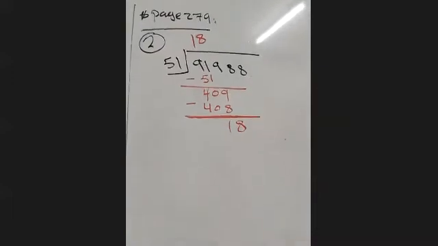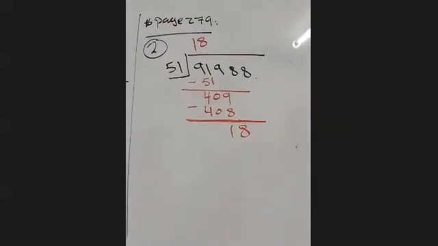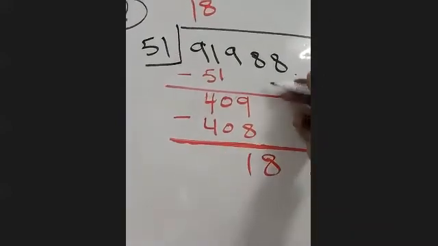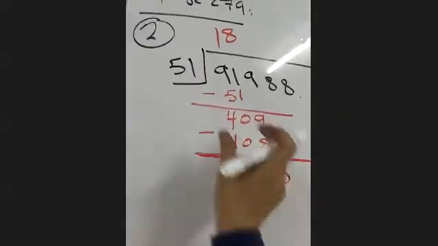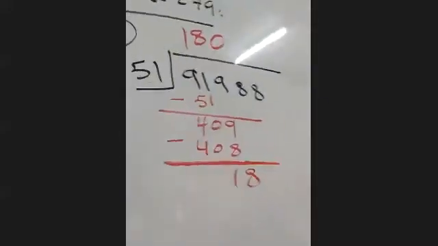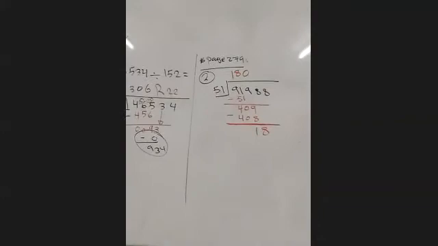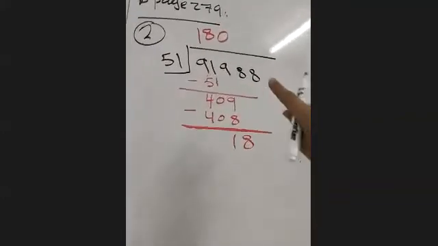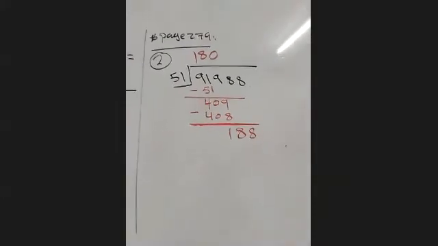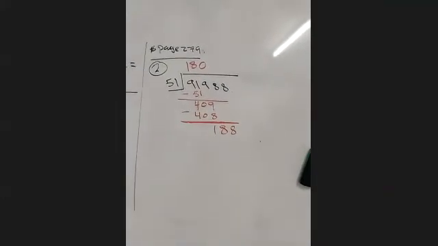18 divided by 51 we can't, so we'll put 0 up. After I bring the 8 down, we have 18. 18 is less than 51. In this case, what do we put? 0. Then we will put the other 8 down. It will be 188 divided by 51.